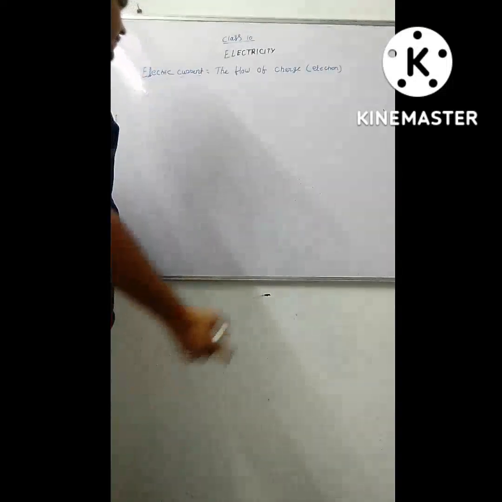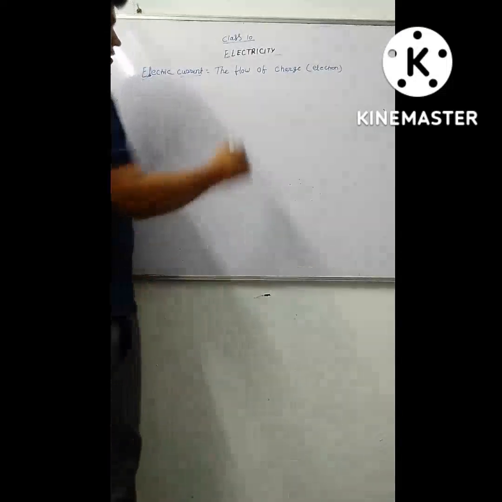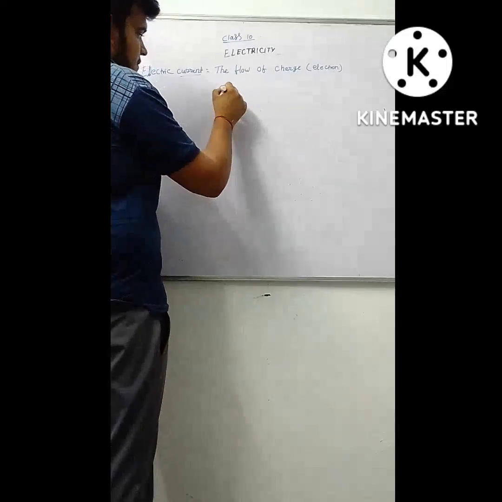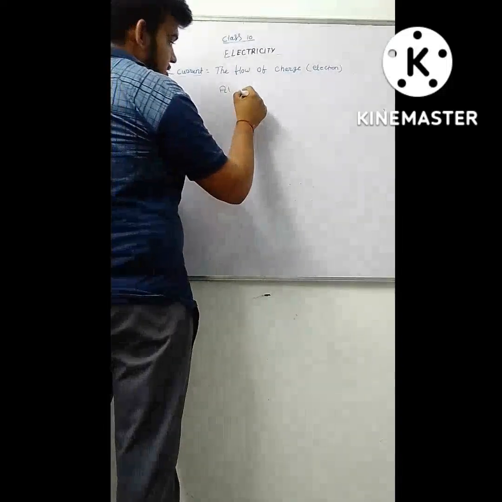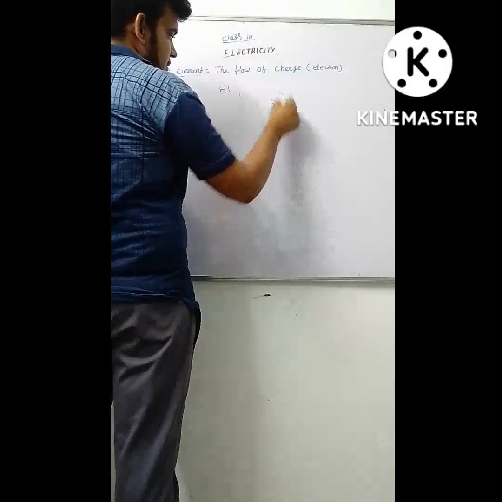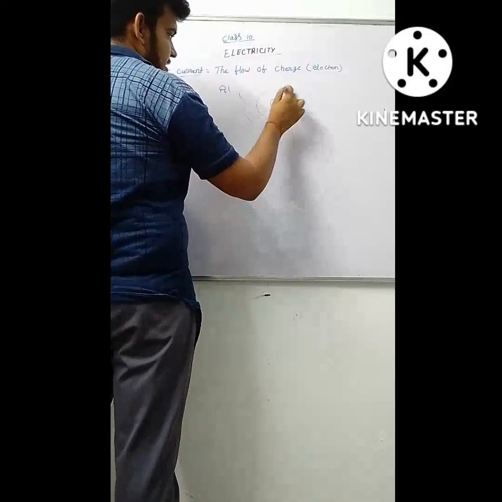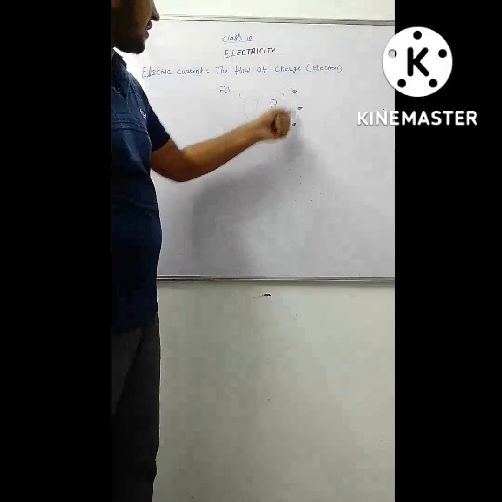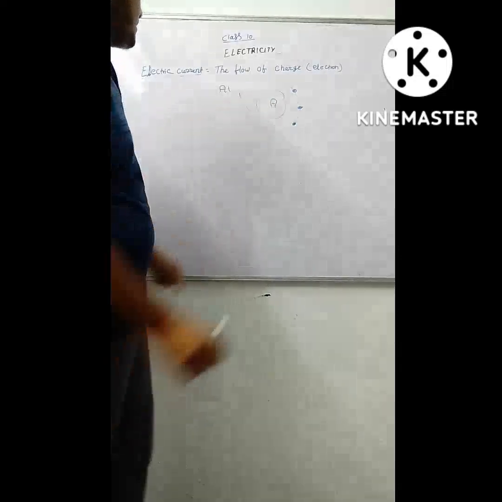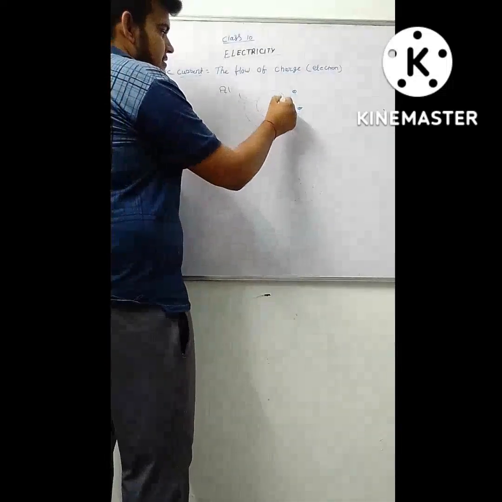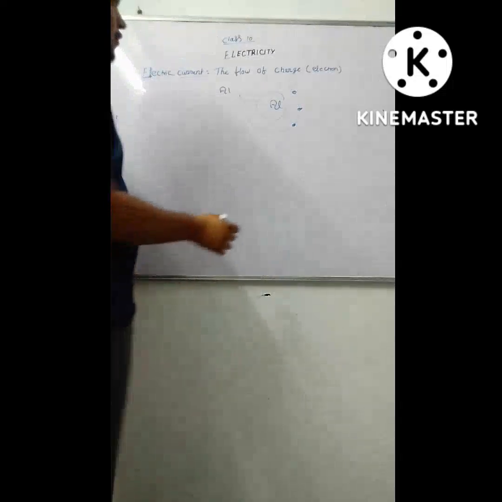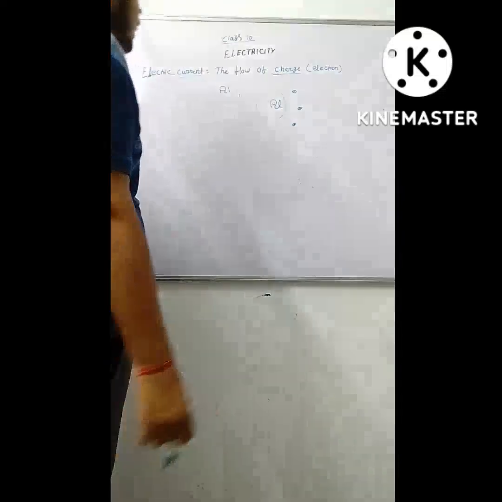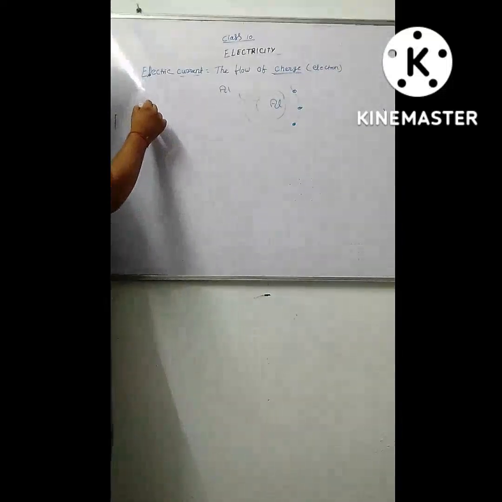What does it mean? If any metal has free electrons, like if we say aluminum, its outer shell has three free electrons, and these free electrons flow and through this it conducts electricity. Now we have seen here the term charge. First we discuss what is charge.